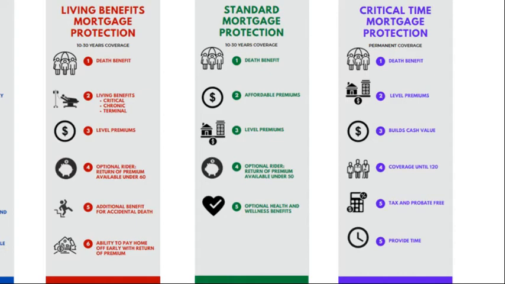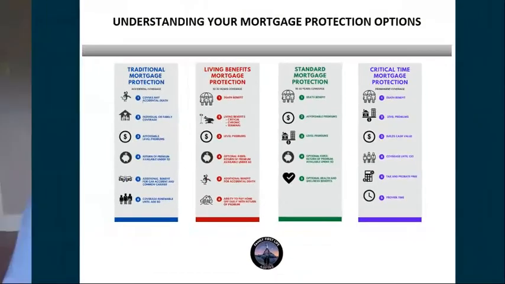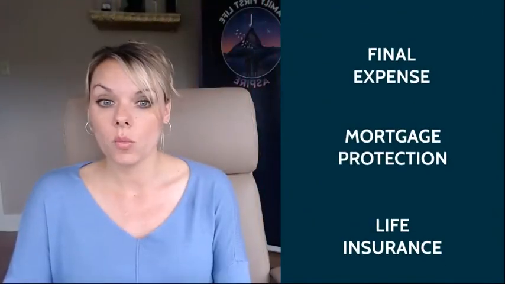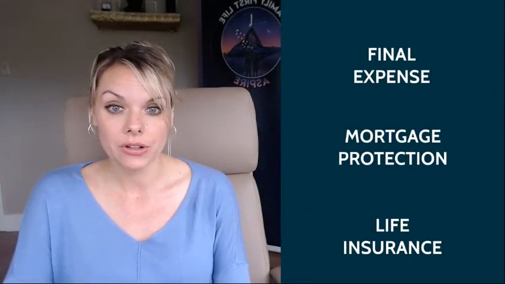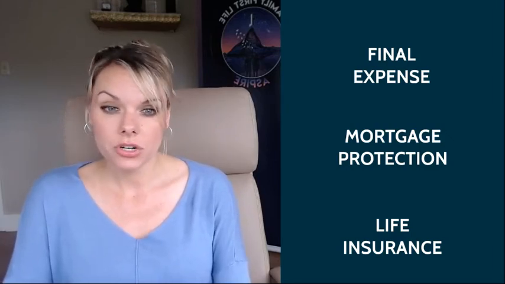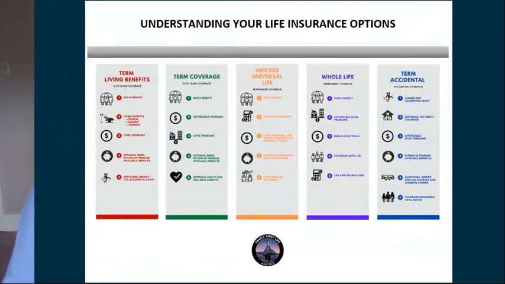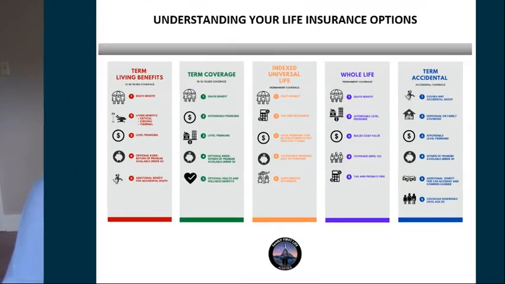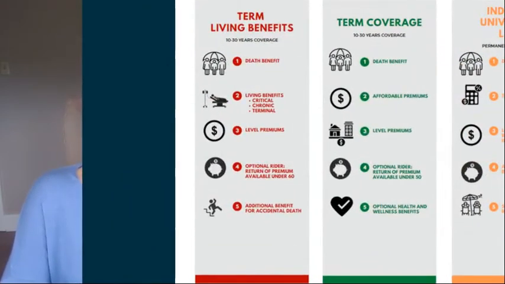Perhaps the market is down, or they need time to figure out what they want to do. Again, these are your mortgage protection options for your clients. Now, I'm going to breeze through the last one, which is your life insurance options, which are very similar to your mortgage protection. Again, the main difference is these are term with living benefits, term coverage.